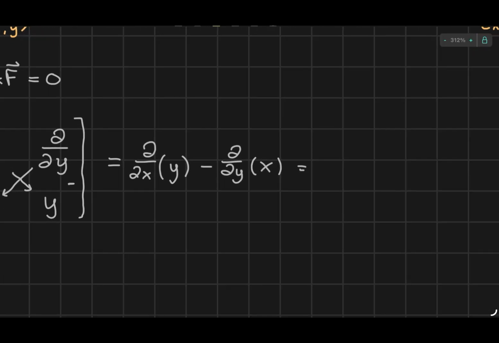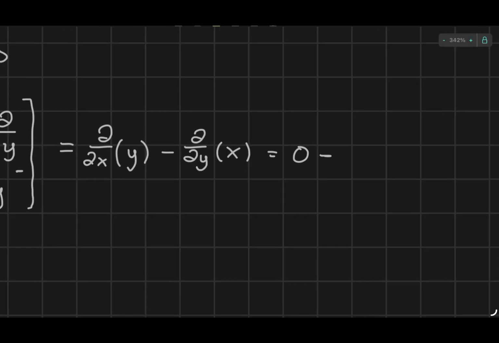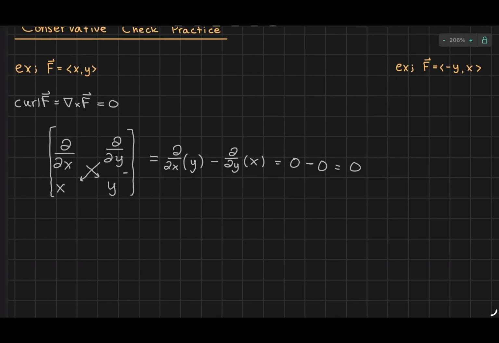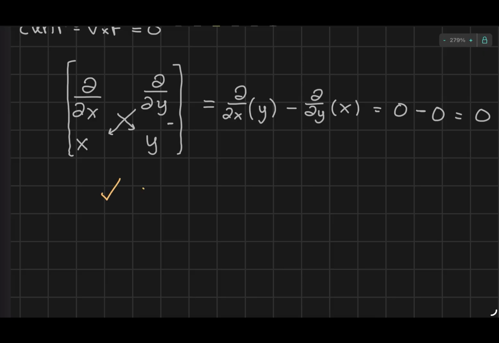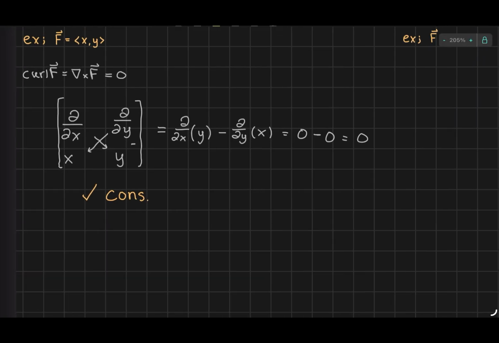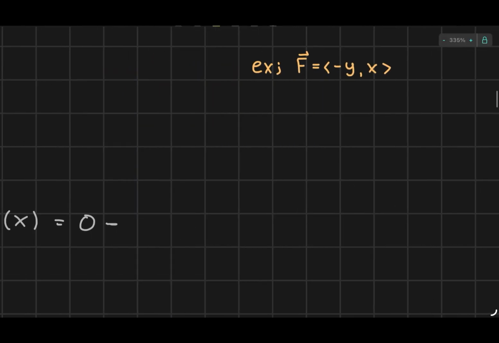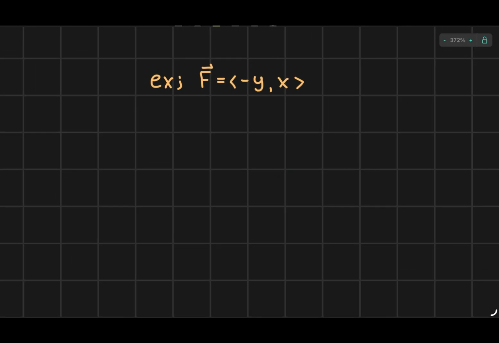And remember that if we are taking the partial of y with respect to x, that y is just going to be treated as a constant, therefore that one's going to be equal to 0. And then similarly, if we take the partial of x with respect to y, then that x is treated as a constant, therefore that is also going to be 0. So this is 0, meaning this vector field right here is going to be conservative. Moving on to our next example here. Let me get rid of this. We just checked it. Now our vector field is equal to negative y, x.